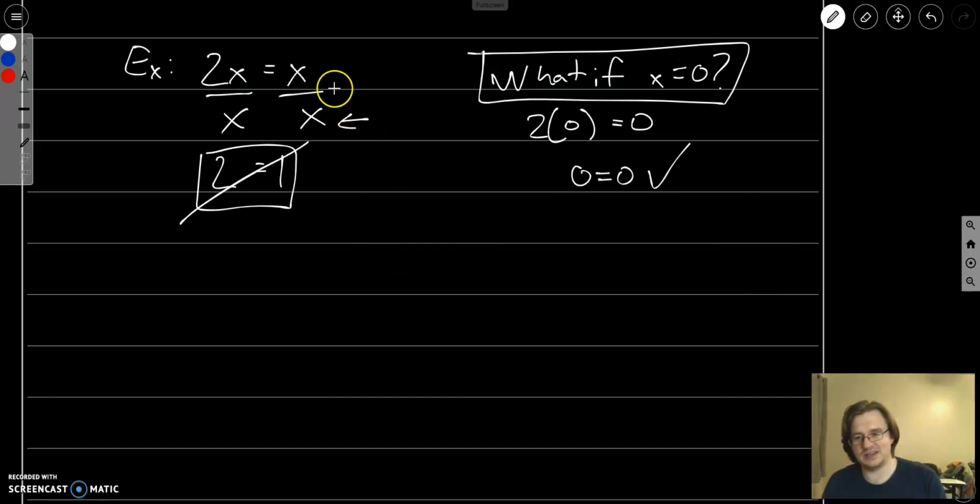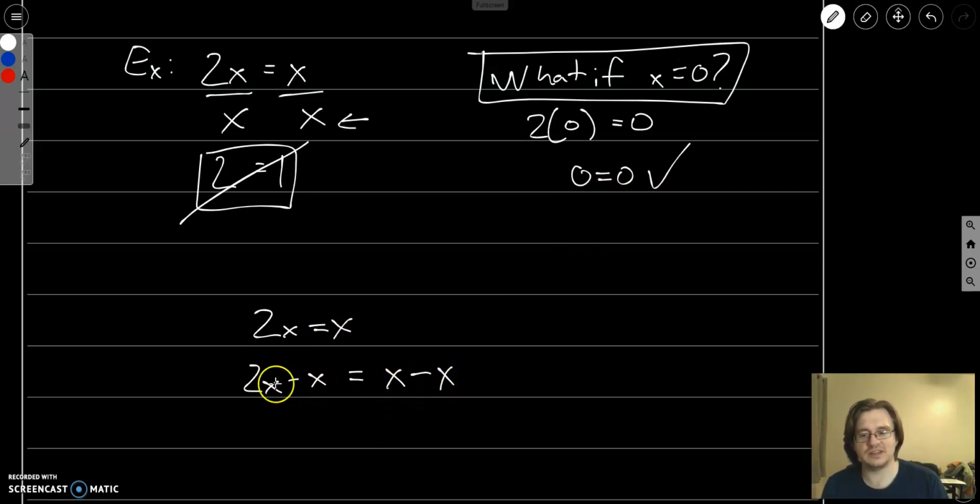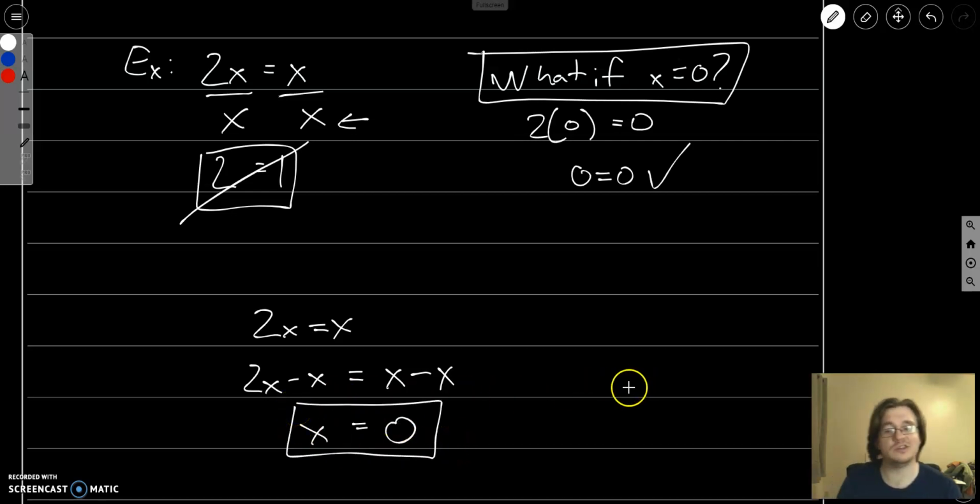So another way to go about this, if I was given this question, one that I could see that this is a solution right away, instead of dividing by x, I'm going to subtract x from both sides. So when I subtract x from this side, 2x minus x is just x. On the right-hand side, x minus x is 0. Oh, hey, look, there's my solution.